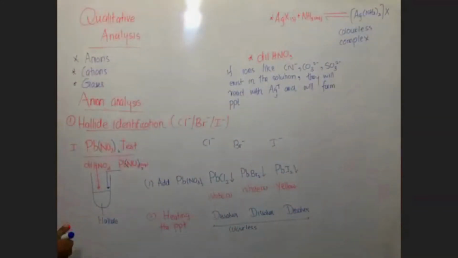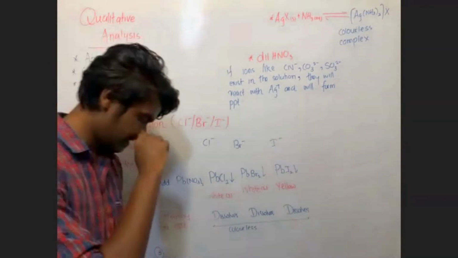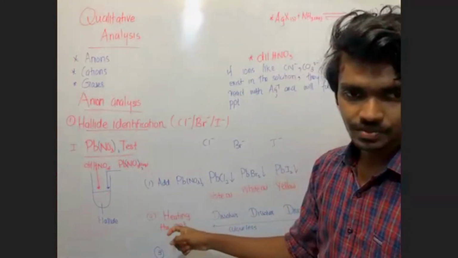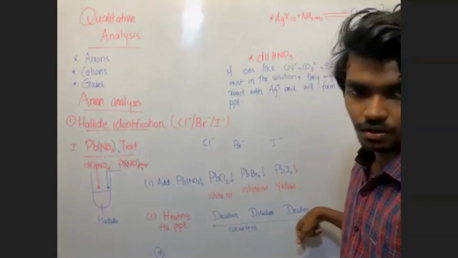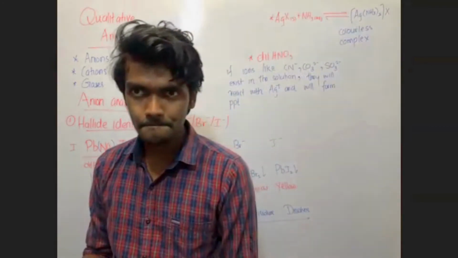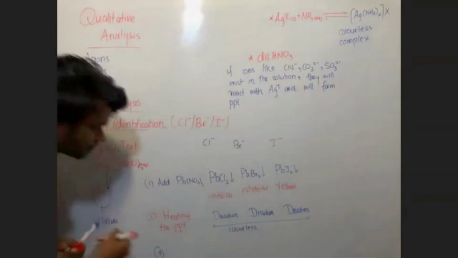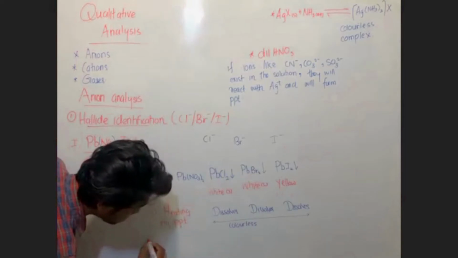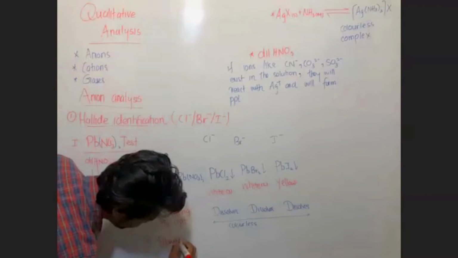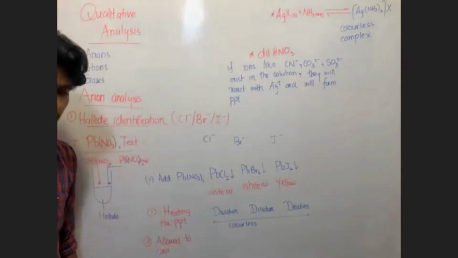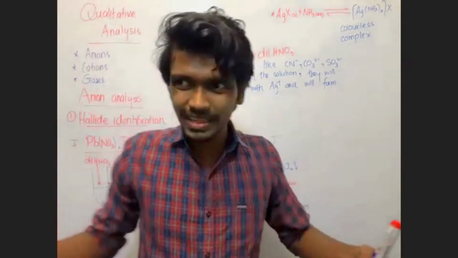Another confirmation method is there. You heated the precipitate, and when you heated it, they dissolve. All of them form a colorless aqueous solution. When you allow them to cool, they will form different kinds of precipitates.